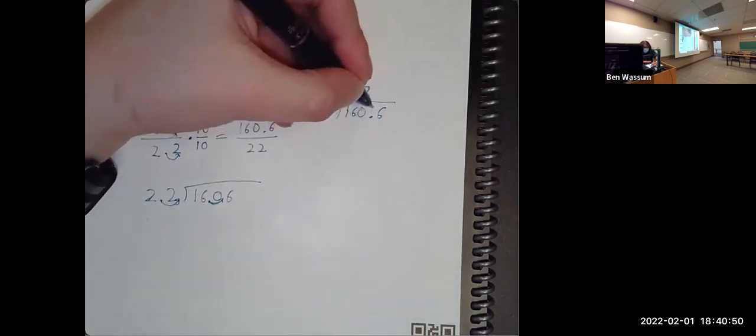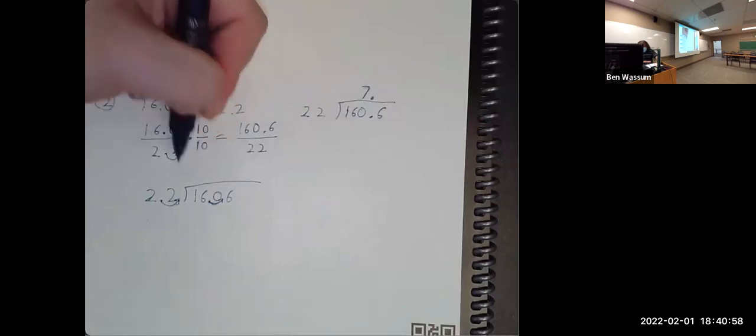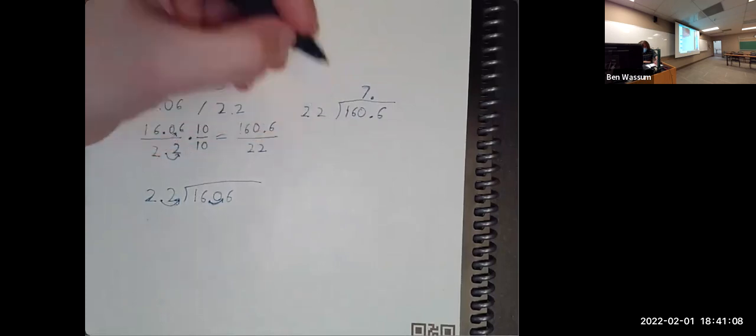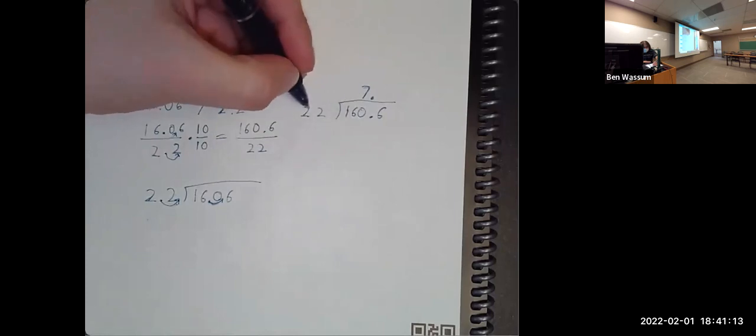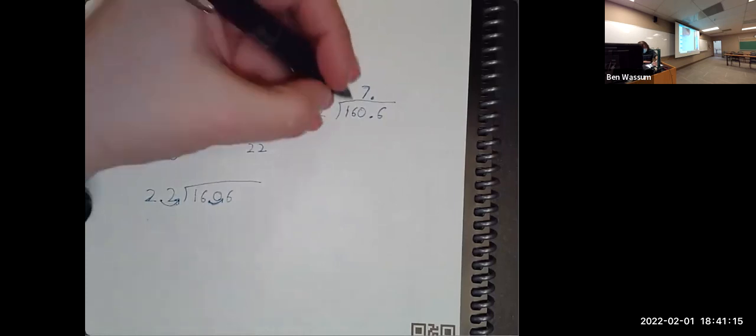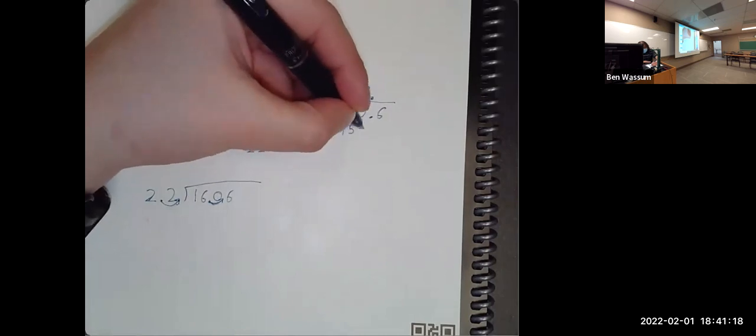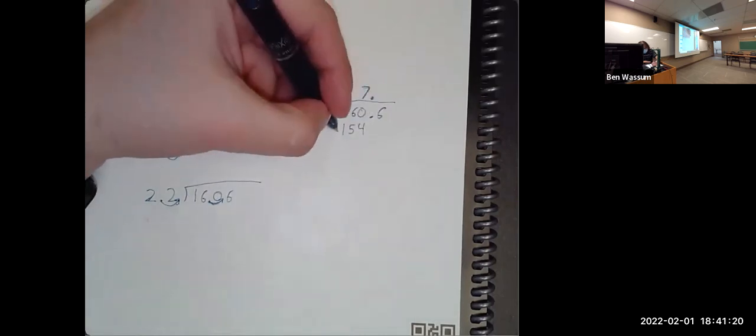And remember, this decimal place goes straight up after we've shifted things around, not before. If we do it before, we're going to break everything and it's going to be off by a power of 10, or multiple powers of 10, depending on the problem. All right, so we got a 7. We take that 7, we multiply it by 22. We end up with 154. We do our subtraction. And we get a 6.